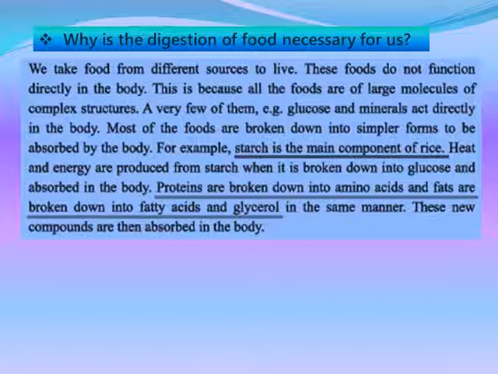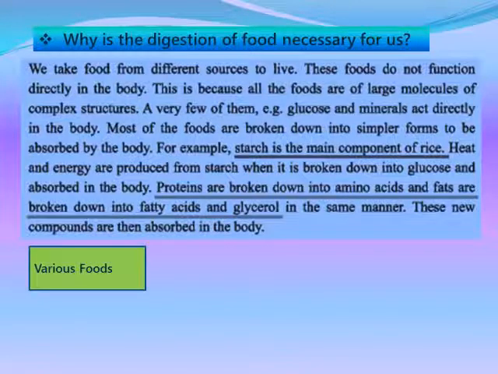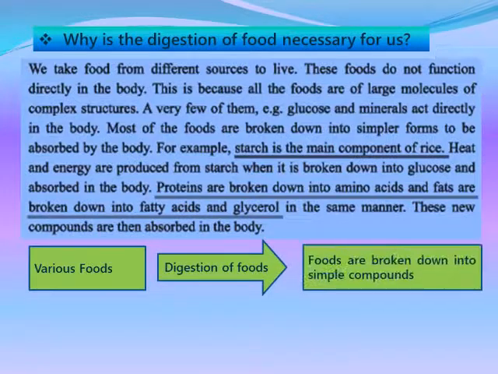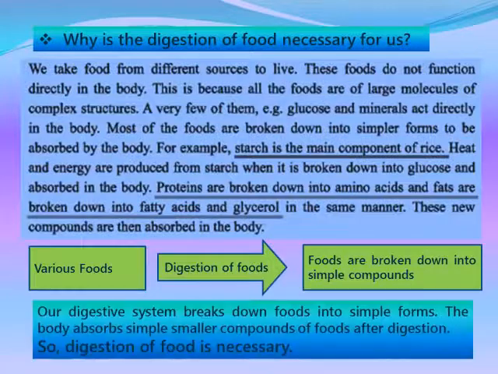Then, proteins are broken down into amino acids and fats are broken down into fatty acids and glycerol in the same manner. You also underline this sentence. These new compounds are then absorbed in the body. Our digestive system breaks down foods into simple forms. The body absorbs simple smaller compounds of foods after digestion. That's why digestion of foods is necessary. All of you understand? Okay.